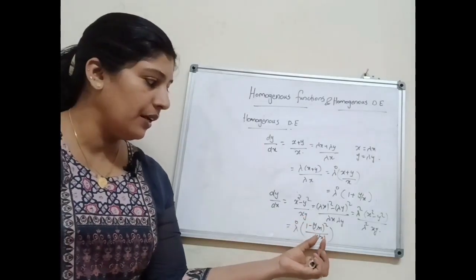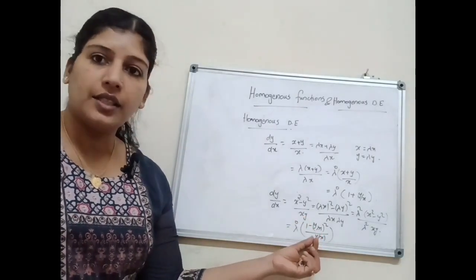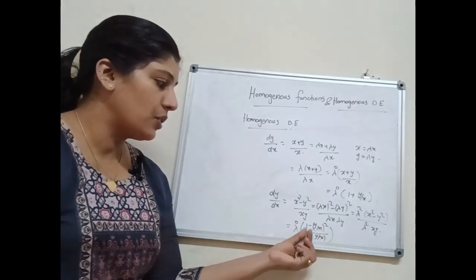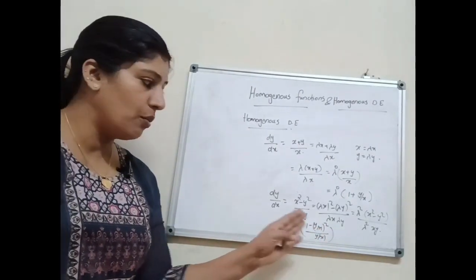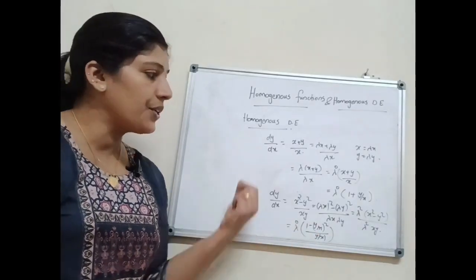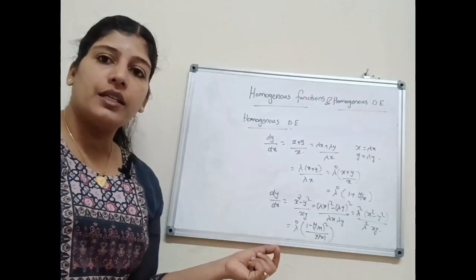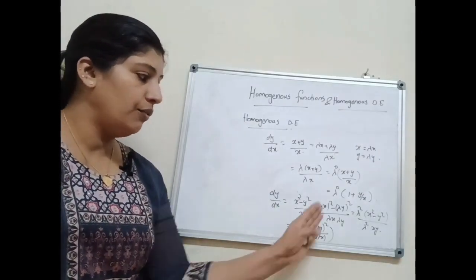That is the function of variables with the same degree. Here x and y are the same degree. That is, lambda raised to 0 into a function of y by x. The function f of x, y is a homogeneous function with degree 0, or a function of y by x. Such differential equations are called homogeneous differential equations. That is, dy by dx equal to a function of y by x.